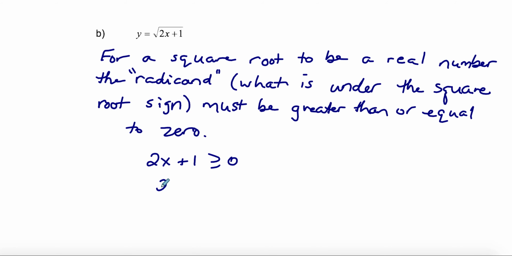So what does that mean? If we solve this for x, move the 1 to the other side, and divide both sides by 2, x has to be greater than or equal to -1/2. If that is true, if x is greater than or equal to -1/2, then y will always be greater than or equal to 0.